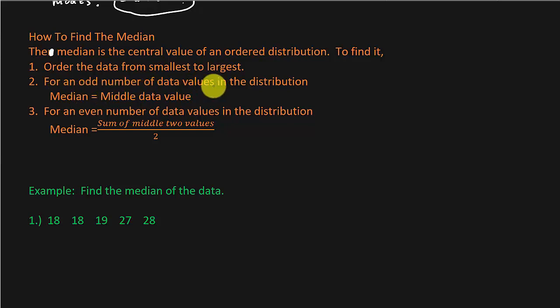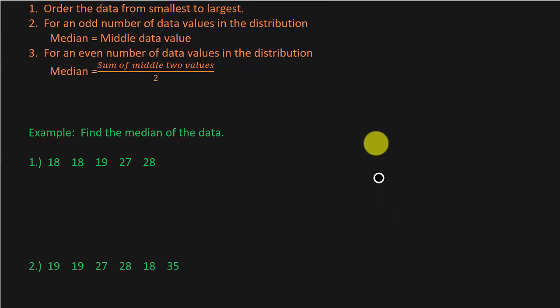For an odd number of data values in the distribution, the median equals the middle data value. And for an even number of data values in the distribution, the median is the sum of the middle 2 values divided by 2. All right, so the main thing here is make sure you put the numbers in order from smallest to largest. And then it's just the one in the middle.